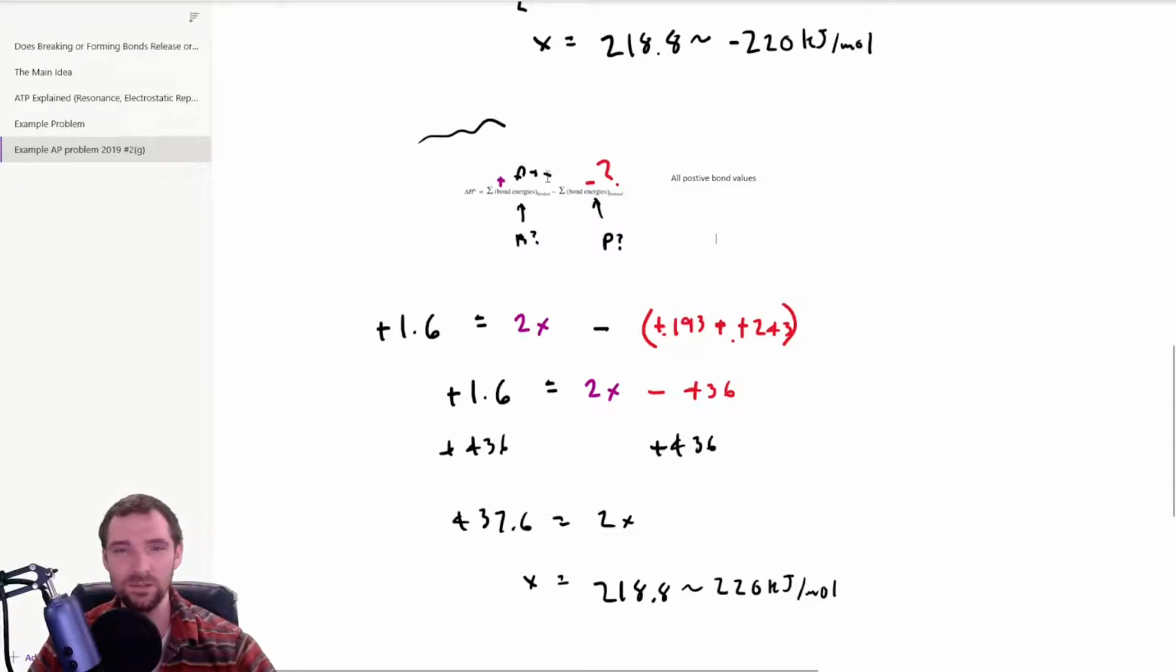And if you don't know, just plug in some values, like a bond strength of 10 and 1. Let's say the product's got to be -10, the reactants have got to be -1, and I expect it to be exothermic. You can just plug that in and see if that relates in the equation how you'd expect.